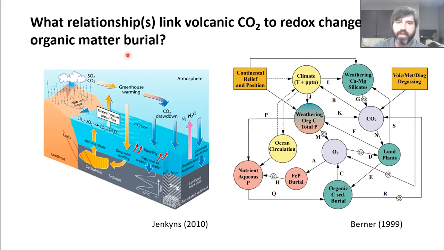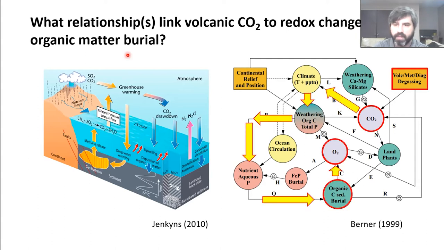Then returning to this diagram, it highlights how linked these systems are. What's the pathway that connects redox changes in organic matter burial to this CO2 volcanism story? It's actually really complicated. If I were to trace a path on one of these summary web figures, it would be: I inject a bunch of CO2 into the atmosphere. That changes Earth's climate system, including its temperature and precipitation. That changes the weathering on the continents. That brings a lot of nutrients into the ocean, which triggers a bunch of primary production of organic material. Some of that organic material is buried. And then in an effort to consume that material, microbes exhaust oxygen in the ocean. So that's really, really complicated.